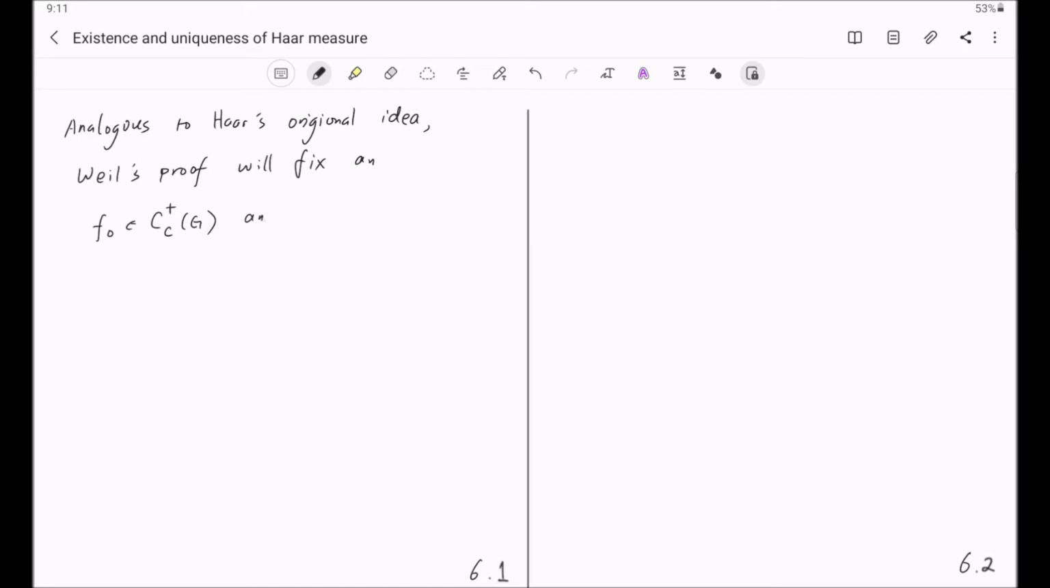And we put a quotient F column phi over F0 column phi. And we denote this quotient by I sub phi of F for F, phi in CC plus of G. And remember, this is an analogy to Haar's original idea of using this quotient.